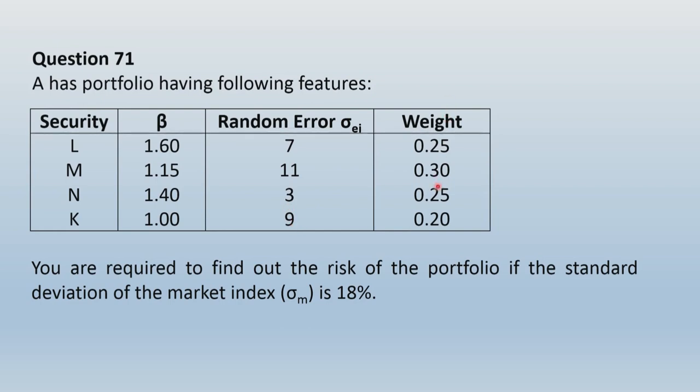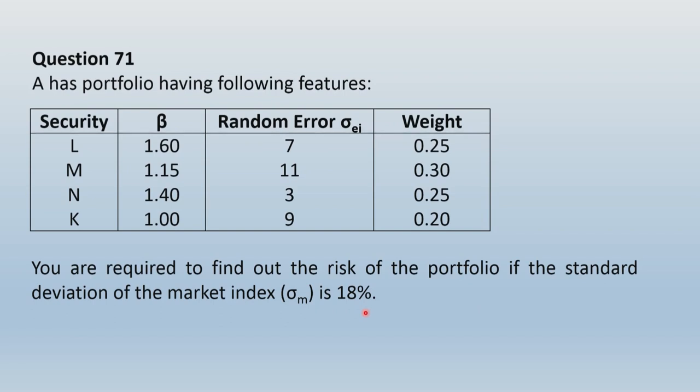And then the weights of these stocks in your portfolio are also given. Obviously, the aggregate of these weights would be 1. You are required to find out the risk of the portfolio if the standard deviation of the market index, that is sigma M, is 18%.